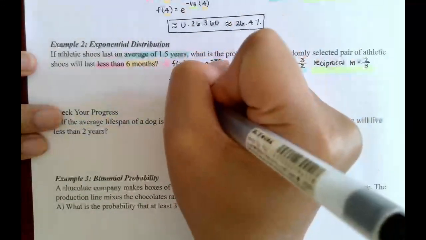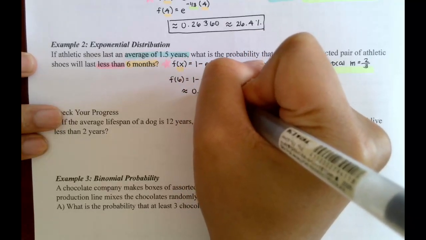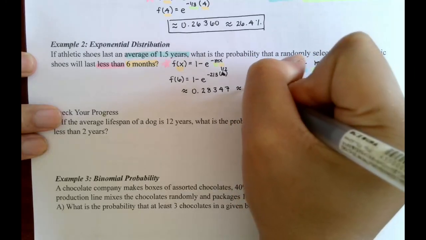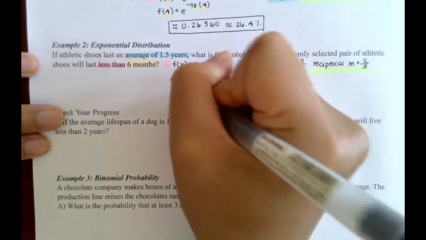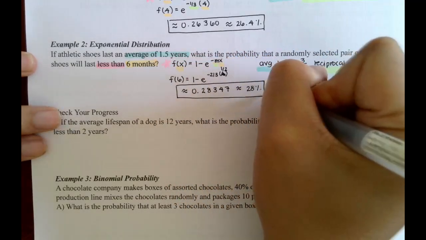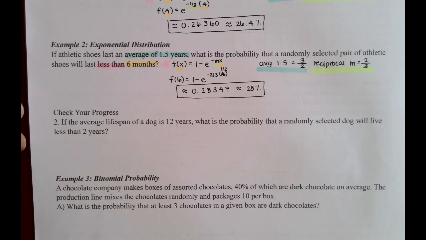Okay. And then this gives me approximately 0.28347, which is approximately 28%. Or 28.3%. Or the book makes it even more specific, 28.35. Okay, either way is fine. Okay, so why don't you try CYP2, and then once you're done, come check your answer.